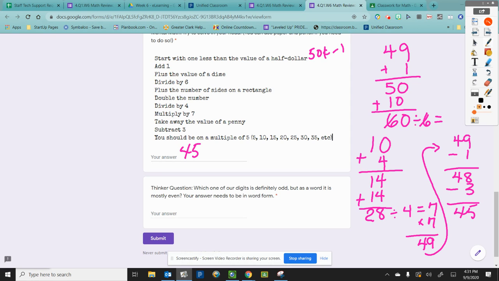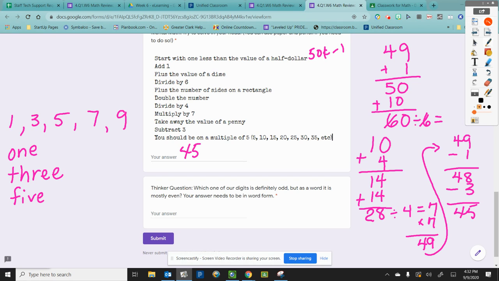Now, think a question. Which one of our digits is definitely odd, but as a word, it is mostly even? And our answer has to be in word form. So I know that my odd numbers have in the ones place 1, 3, 5, 7. So when I take a look at that, it has to be one of those numbers. Well, let's put those numbers in word form and then see if we can figure it out from there. 1, 3, 5, oops, I've got 9. 7, 9.